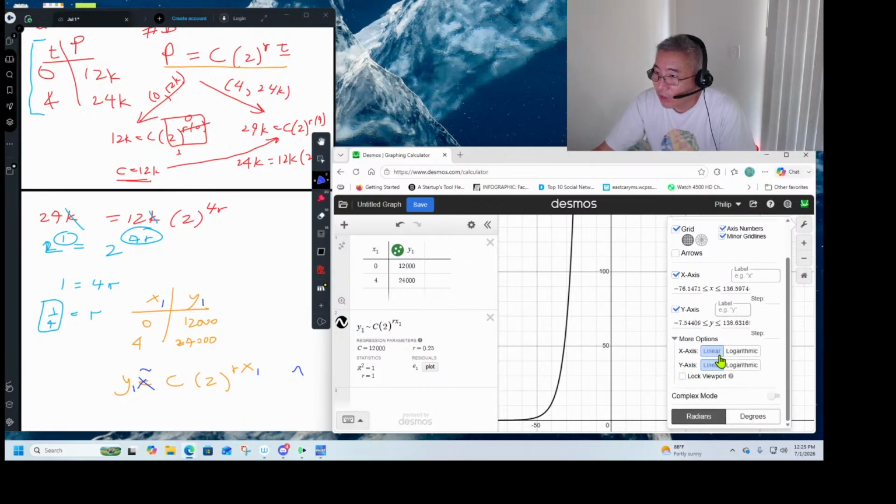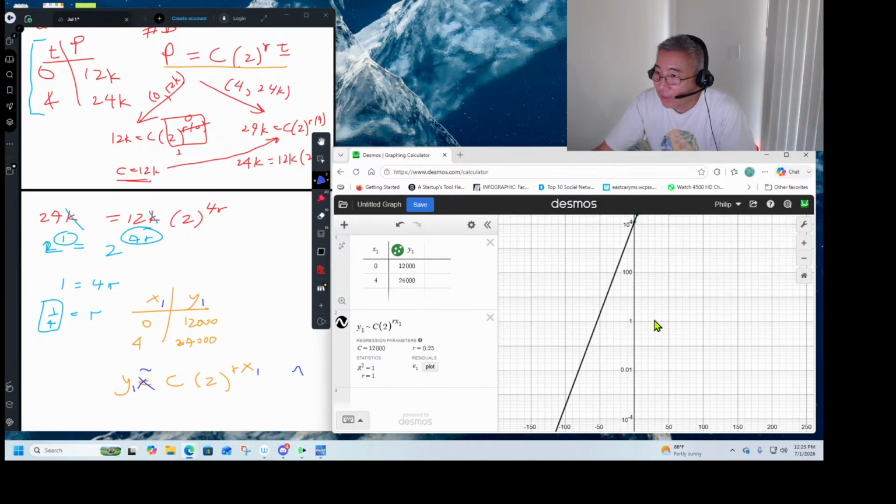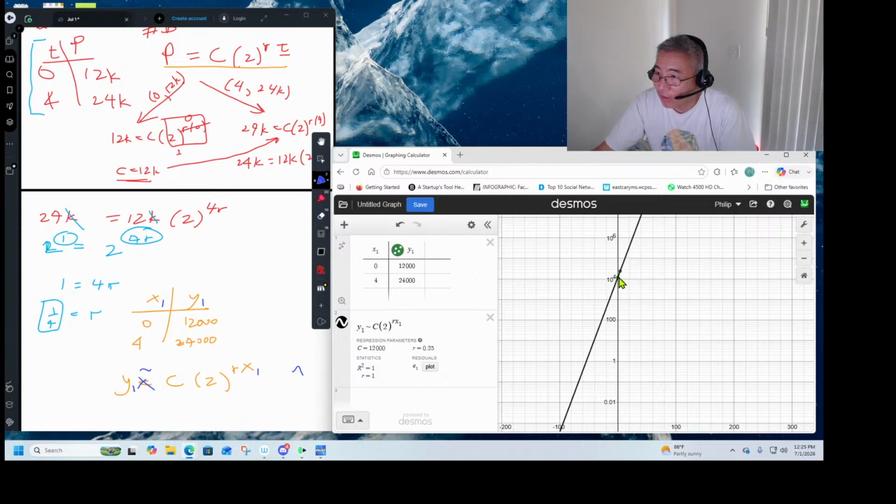If I go to more options, I can change the scale to log. The most important scale to change is the y-axis, because the y-axis is the one that has huge numbers. The x-axis has pretty small numbers. So if I do that, then I don't need to zoom out very far. I can already see that the y-intercept is 12,000, which is the point that I saw.